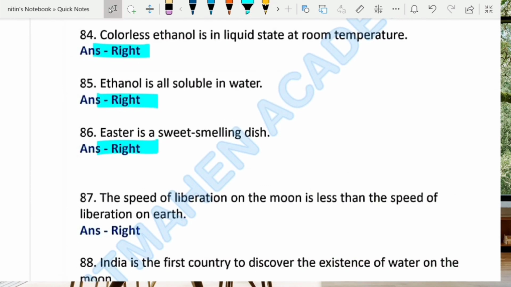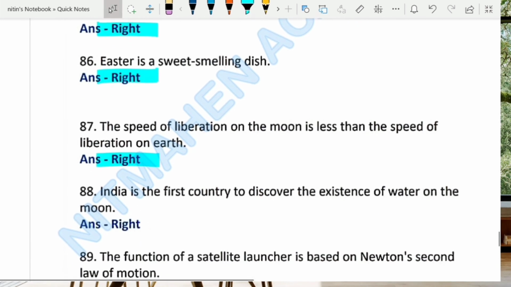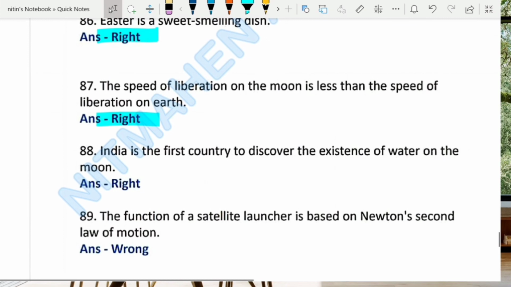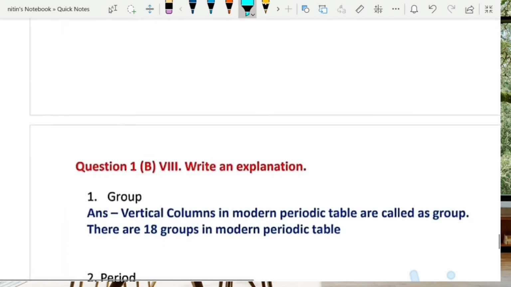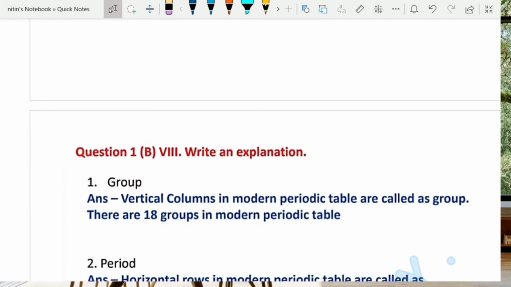The escape speed on the moon is less than the escape speed on earth. Right. India is the first country to discover the existence of water on the moon. Right. The function of the satellite launcher is based on Newton's second law. Wrong. Next question, first B.